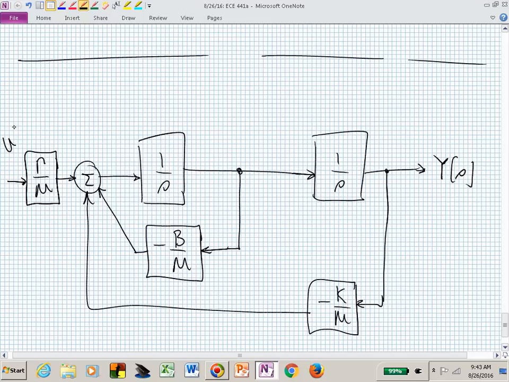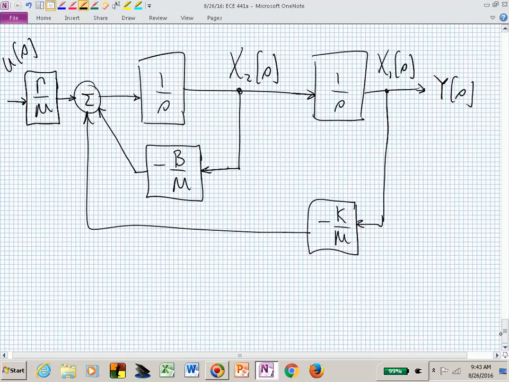Here is the input in the frequency domain, U of s. Here might be capital X sub 2 of s, and maybe this is X sub 1 of s. But this is now an s-domain block diagram, or this is now in the frequency domain.